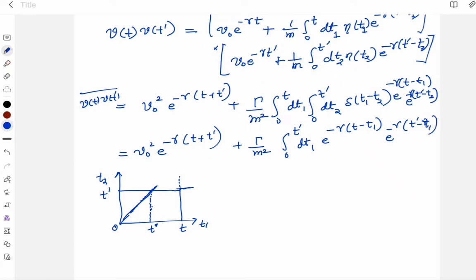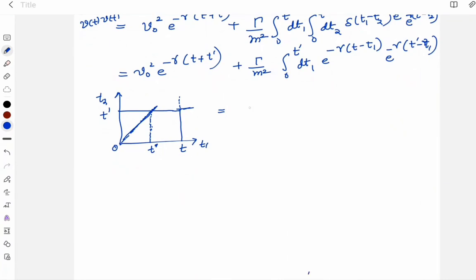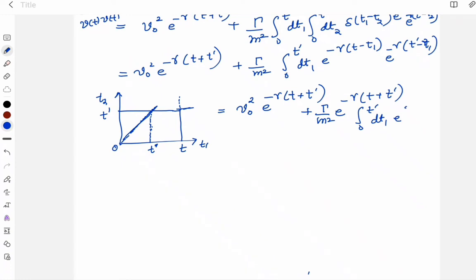Now integrate it. So we have v0 square e to the power minus gamma (t plus t') plus gamma over m square e to the power minus gamma (t plus t'). Let us take this out of the integration because it doesn't depend on t1. So 0 to t' dt1 e to the power 2 gamma t1, right?